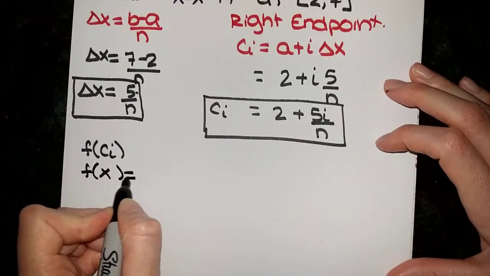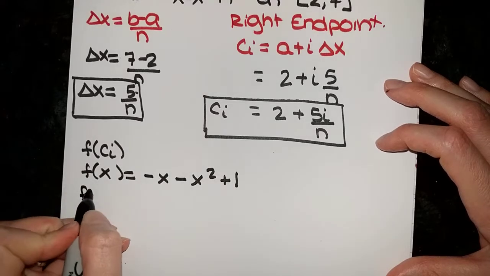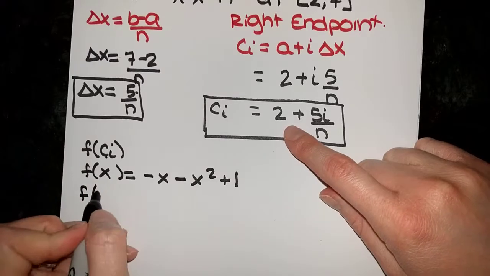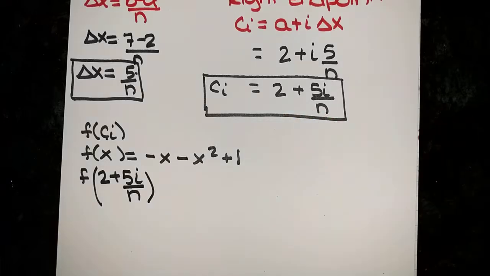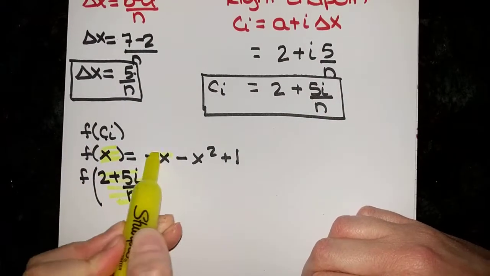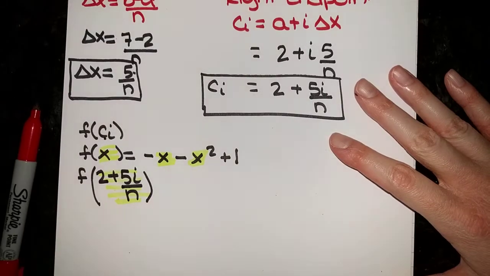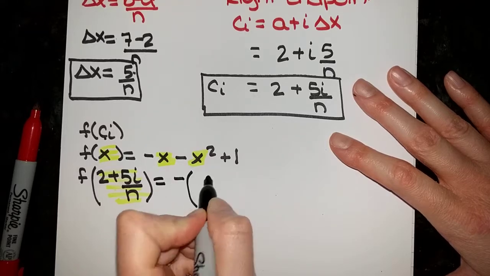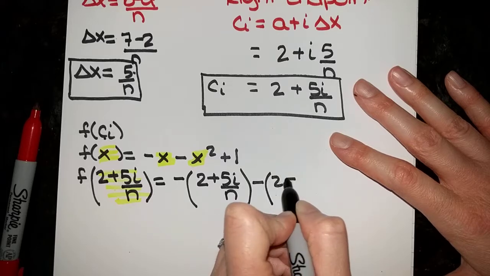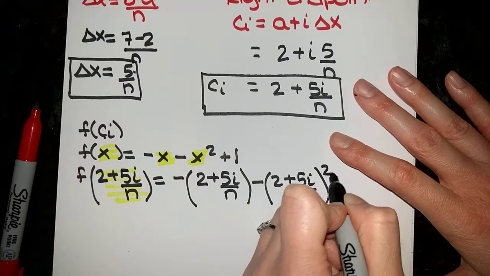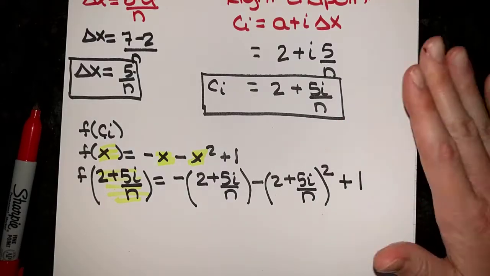Our f of x is equal to negative x minus x squared plus 1. So if I'm going to find f of ci, I'm looking at 2 plus 5i over n that is going to get replaced for all of those x's. So this x is going to get replaced, this x is going to get replaced. So if I make that replacement with parentheses, I will have negative parentheses 2 plus 5i over n, minus 2 plus 5i over n quantity squared, plus 1. Now, before I plug into the limit definition, I'm going to simplify this.